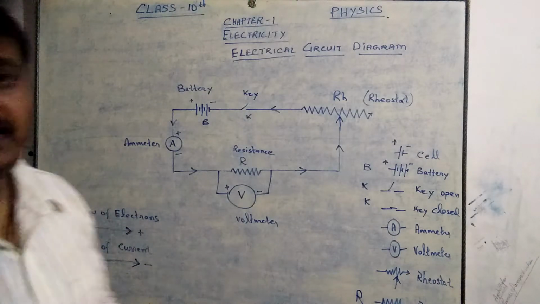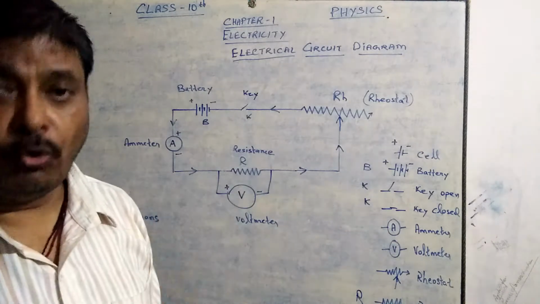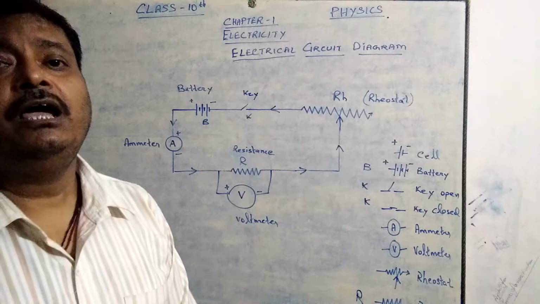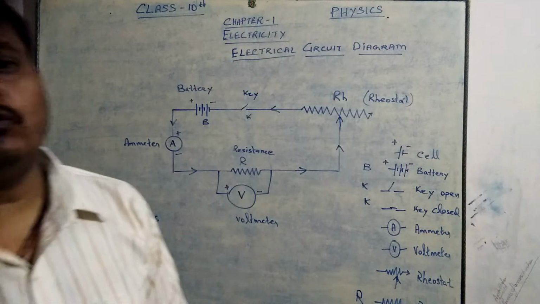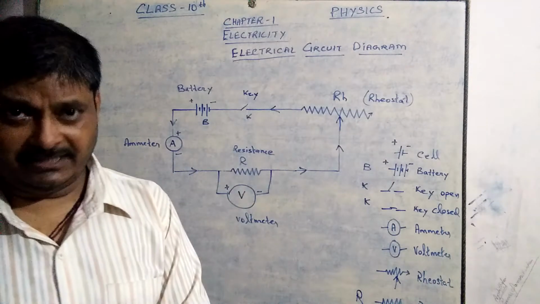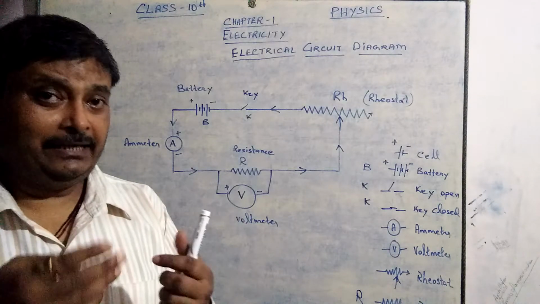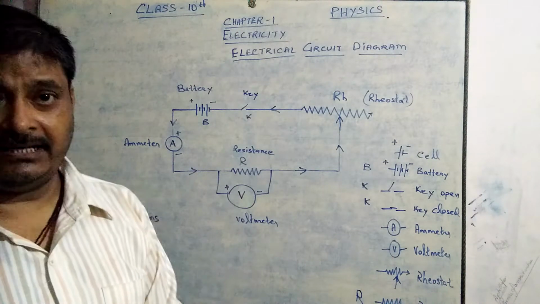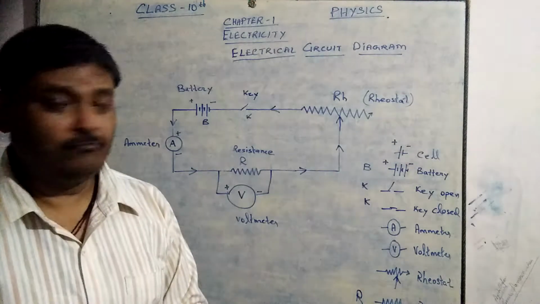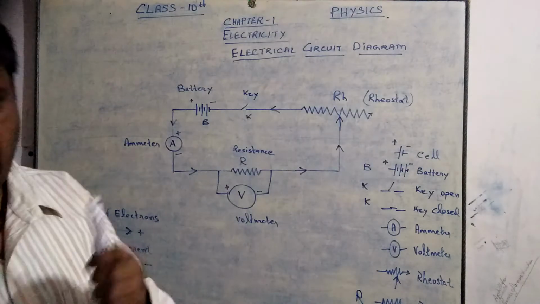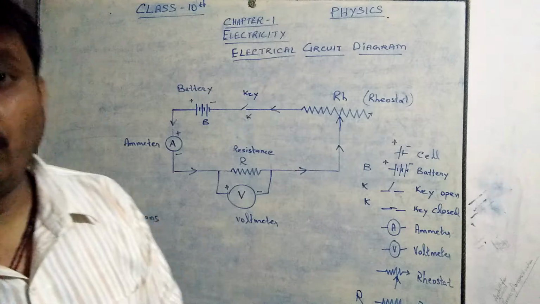As we all know, negative charge means where the number of electrons is more, and positive charge where the number of electrons is less. Now the electrons will always flow from higher concentration to lower concentration, that is from negative charge to positive charge. But in the case of electric current, the direction is just opposite to the direction of flow of electrons. Here I again repeat, the direction of current is always opposite to the direction of flow of electrons.